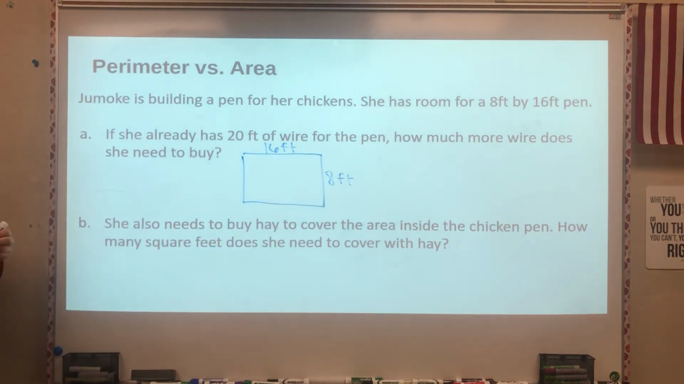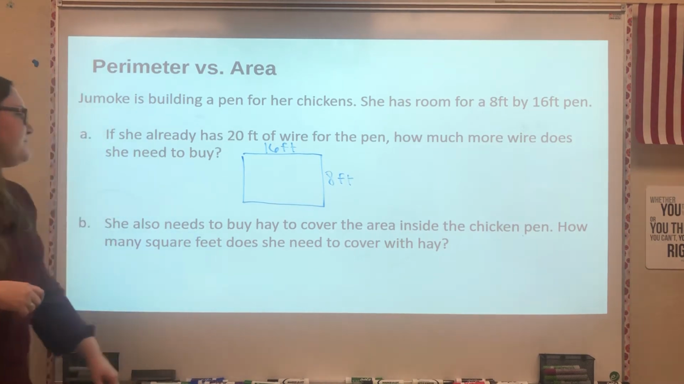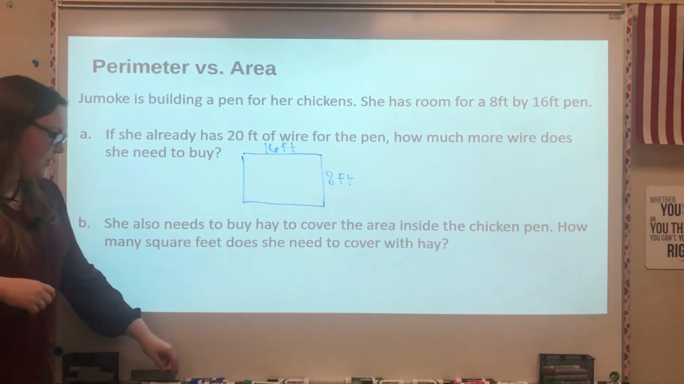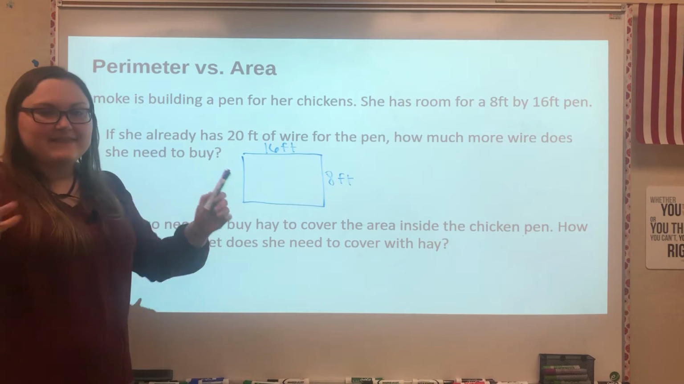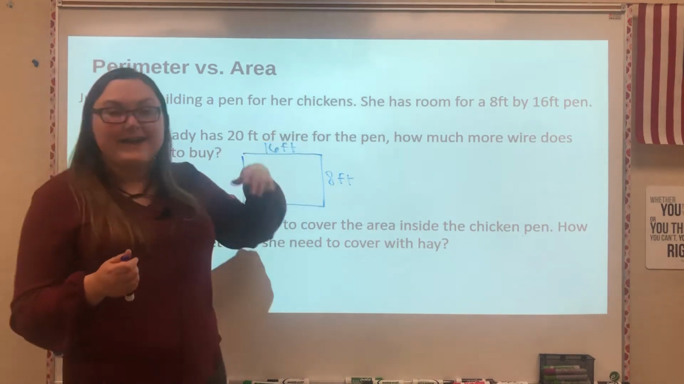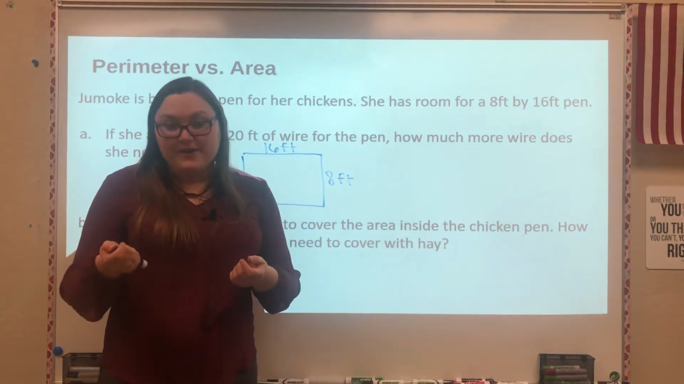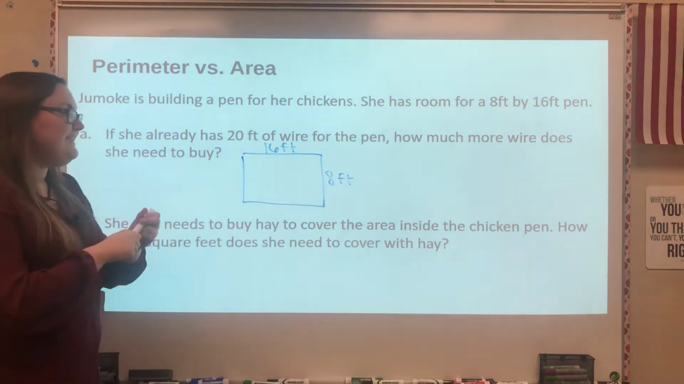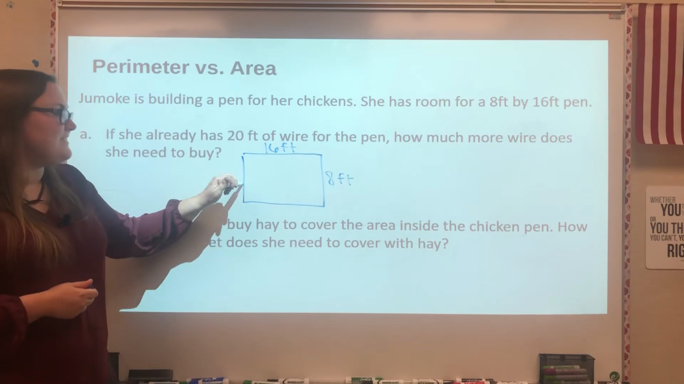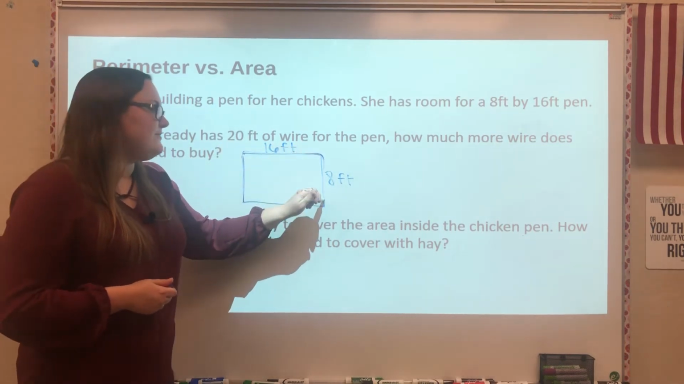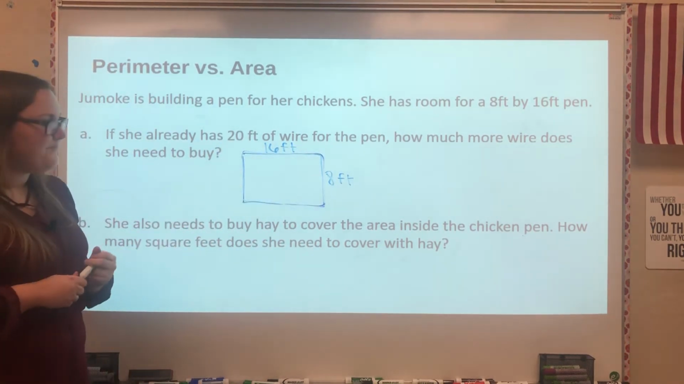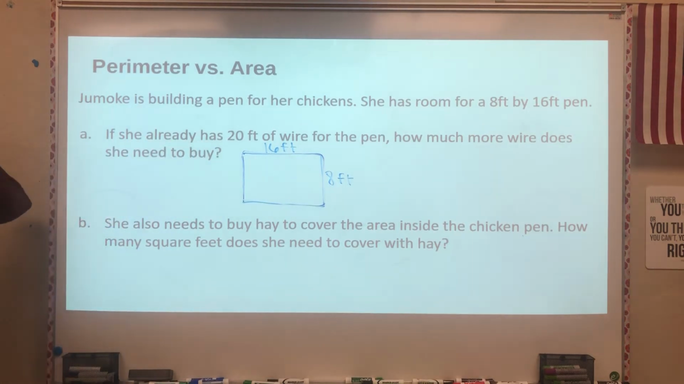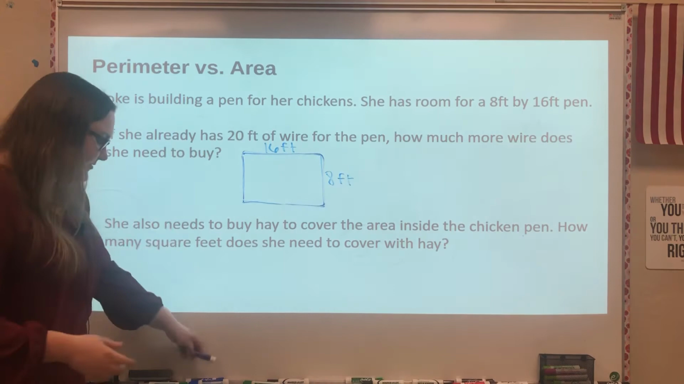Now this first question says, if she has 20 feet of wire for the pen, how much more wire does she need to buy? Well, if you're thinking about making this pen, it's talking about wire for the pen, where would the wire go? Well, the wire is going to go around the pen. We are talking about how much wire she needs to go around this chicken pen. It's telling me she already has 20 feet of wire. I need to know how much total wire she's going to need.